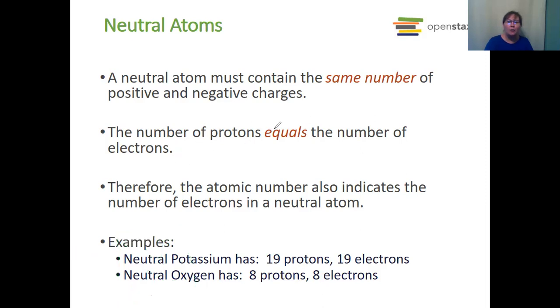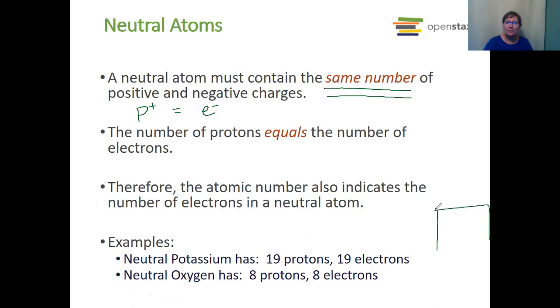Okay, so now what we're saying is that nature is neutral. We start out talking about neutral atoms, not in compounds. A neutral atom must contain the same number of positive and negative charges, which means the same number of protons and electrons. They have to be equal. So neutral potassium has 19 protons and 19 electrons.